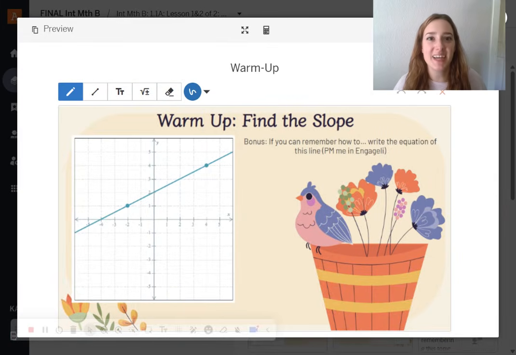Hey guys, we're looking at 1.1a for our Integrated Math 1B course. This is lesson 1 of 2 for 1.1a.